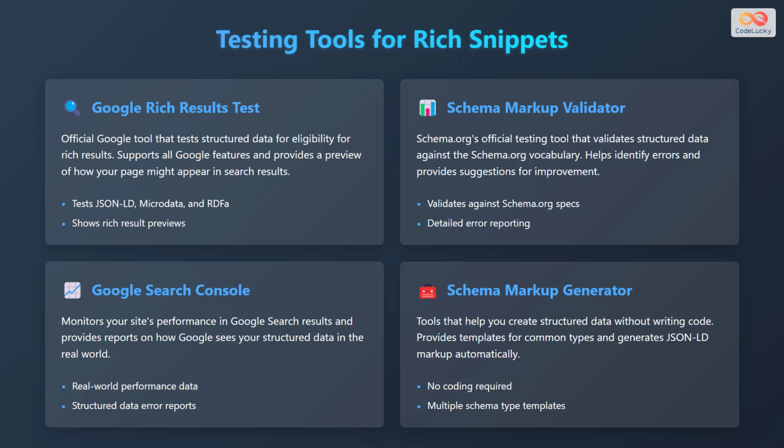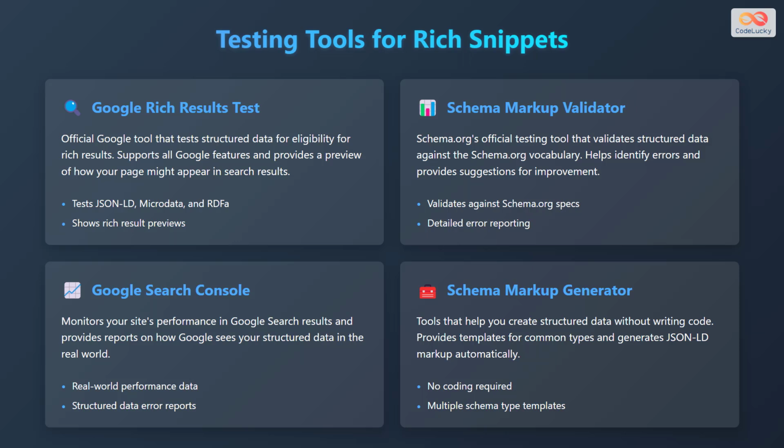Let's review some testing tools for rich snippets. The first is the Google Rich Results Test. It's an official Google tool that tests structured data for eligibility for rich results. It supports all Google features and provides a preview of how your page might appear in search results. It tests JSON-LD, microdata, and RDFa attributes.